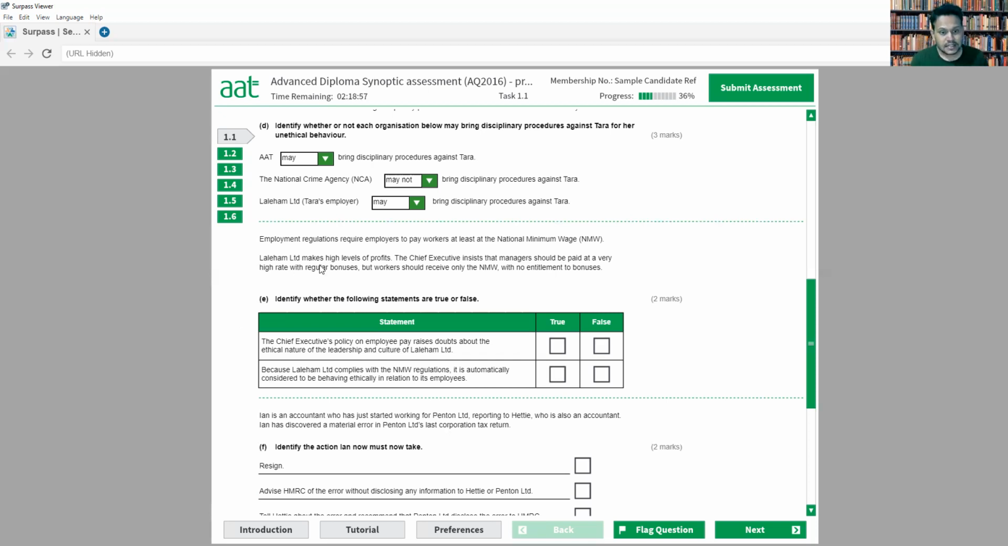Leham Limited makes a high level of profit. The chief executive insists that managers should be paid a very high rate with regular bonuses, but workers should receive only the national minimum wage with no entitlement to a bonus. You need to understand, once a company makes a very good profit, or becomes successful, it's not only because of the manager, it's because of everyone. From the manager to the cleaner, everyone has made a contribution. So if you just give a bonus to the manager, it doesn't look ethical.